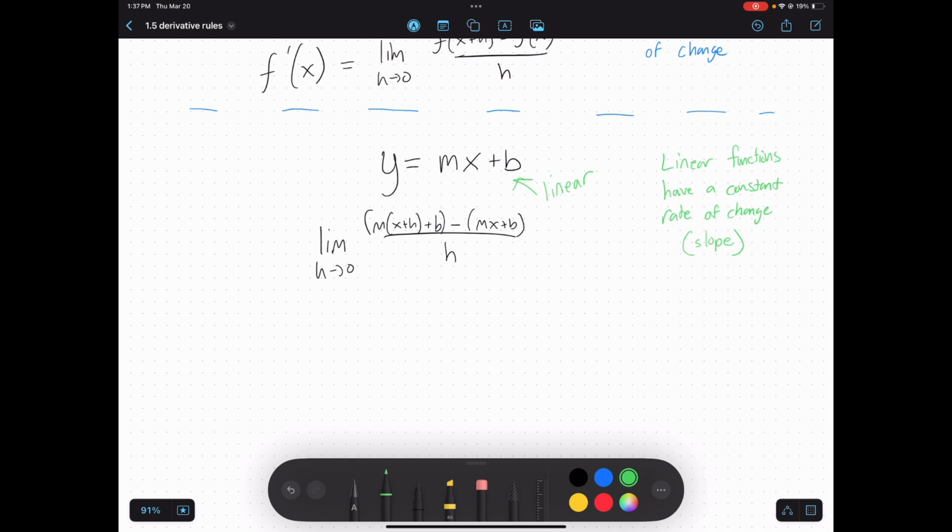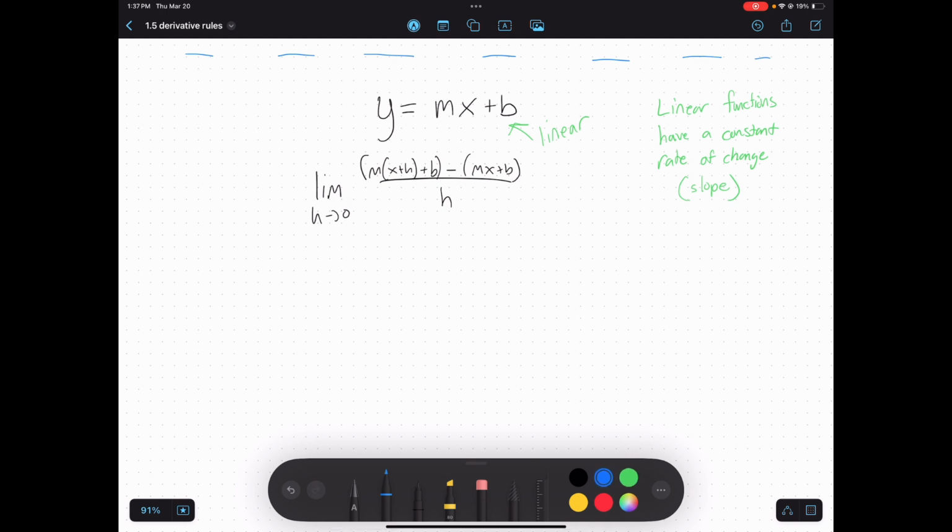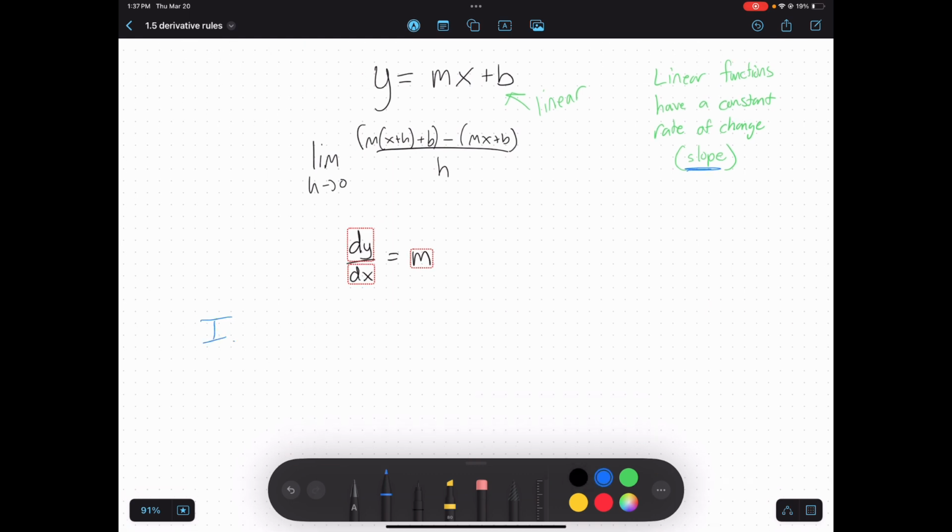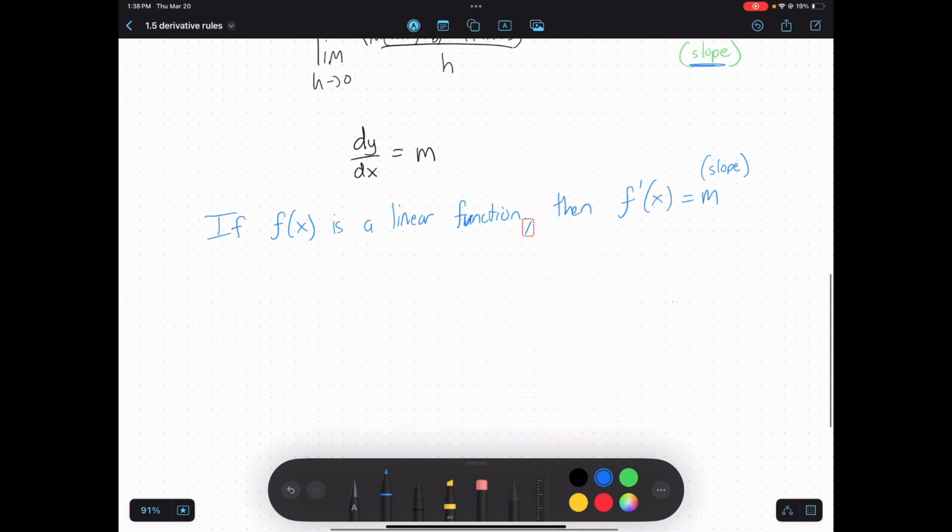Well, what do derivatives find? A derivative is all about what's the rate of change at a point. Well, if my rate of change is always constant, then it doesn't matter what x value I pick, the rate of change will always be the same. What is that rate of change? The slope. So what's my derivative of a linear function? It's just whatever the slope is. So there's a nice shortcut for linear functions. I'll write that out. If f of x is a linear function, then f prime of x is just equal to the slope.